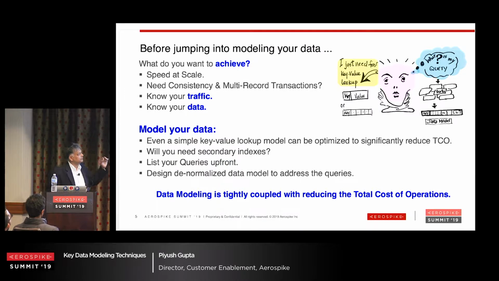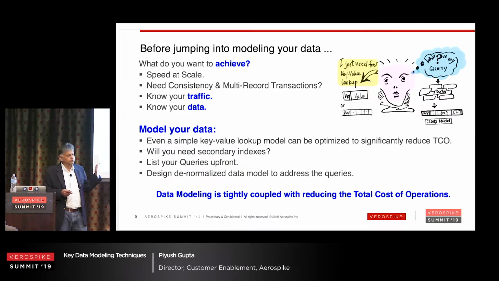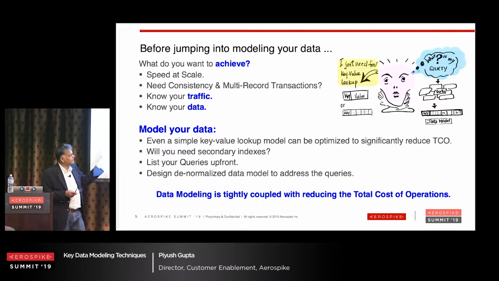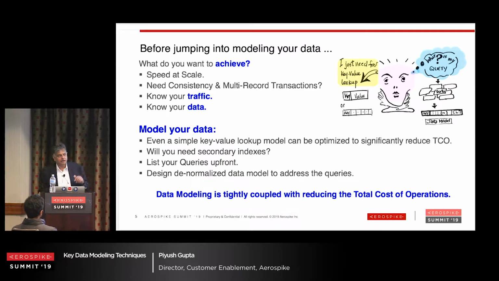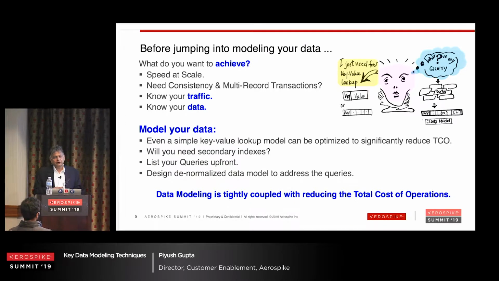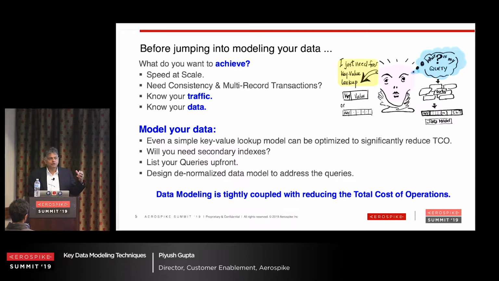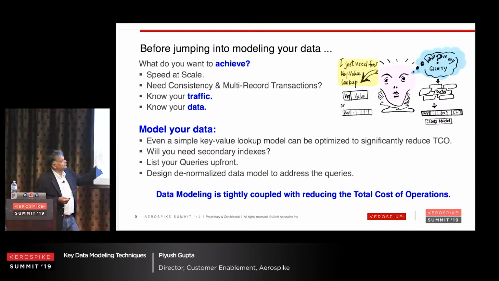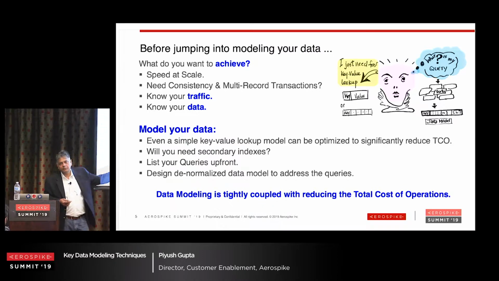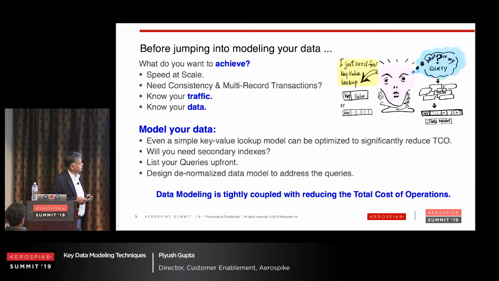And then even for a simple key value lookup model, you can greatly optimize to reduce your TCO. And Tim talked about those things, right? The all-flash model, where by selecting the right namespace, you can save a bunch of dough, right? So even if you're doing a simple key value lookup, there are options to consider and talk to us about.